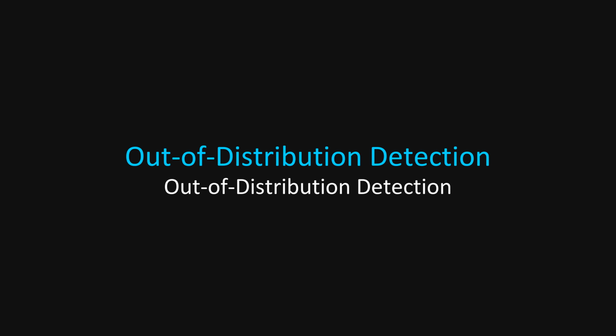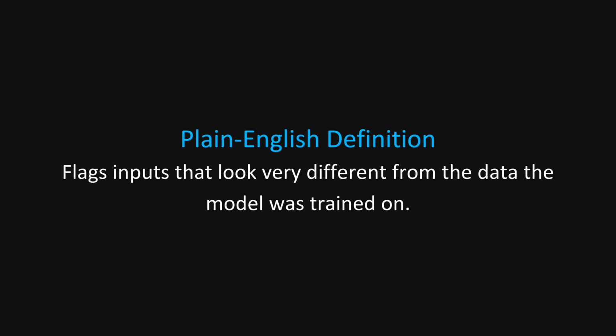Out-of-distribution detection. Out-of-distribution detection is the process of automatically flagging inputs that look very different from the data a machine learning model was trained on.